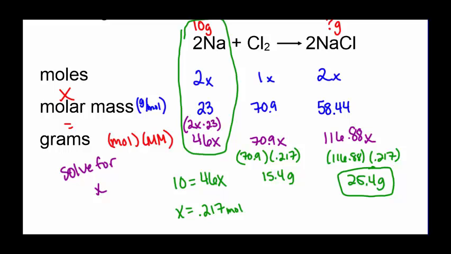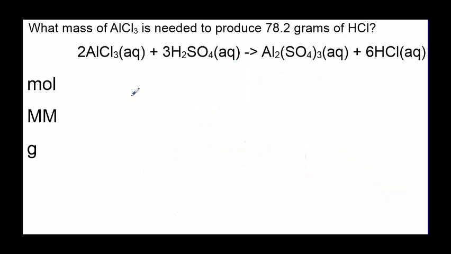Alright, so let's see another problem. So let's read our problem. What mass of aluminum chloride is needed to produce 78.2 grams of HCl? So let's pull the pieces that we need. We have 78.2 grams of HCl. We're looking for mass. Mass is in grams. So how many grams is going to go there?